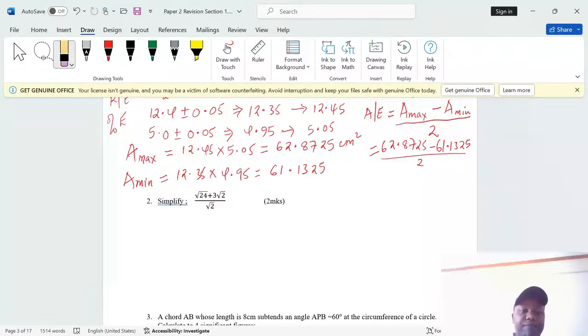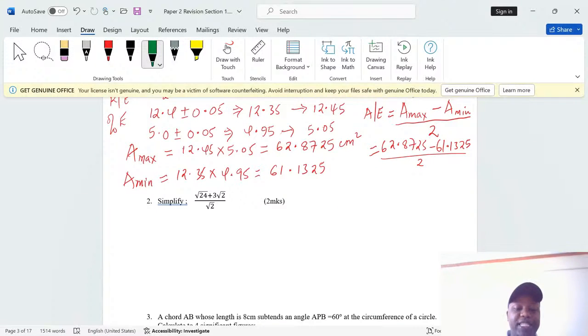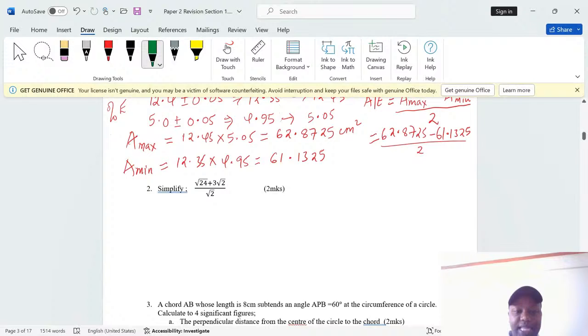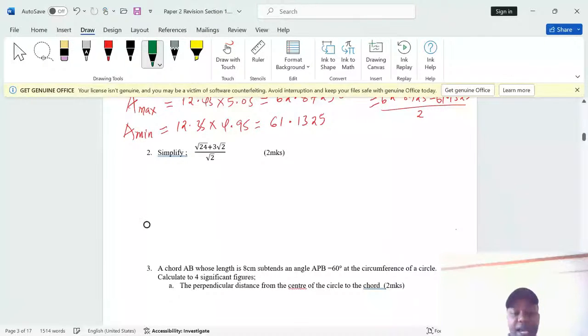So number 2 now, which is on surds. We are told to simplify, and basically when you are told to simplify a surd, you are just being told to rationalize the denominator. If you see a surd on the numerator or on the denominator, then the surd is not simplified. So to simplify a surd simply means to ensure that there is no surd at the denominator. And in this case, we can see the denominator is not a binomial, it's only one term.